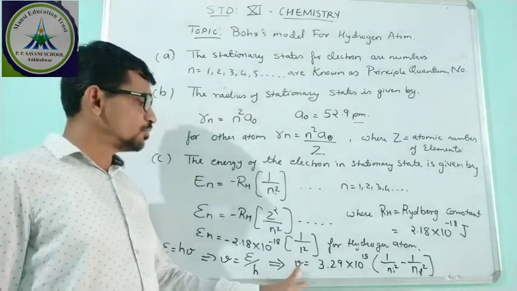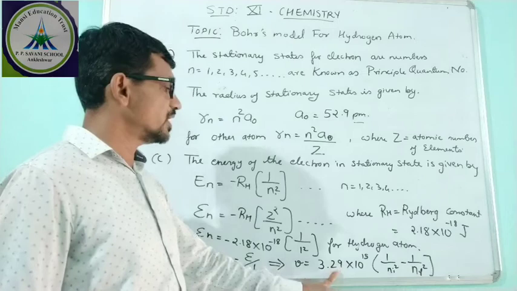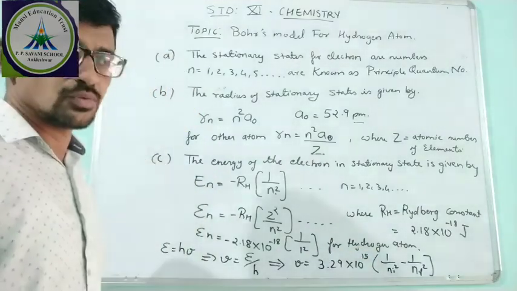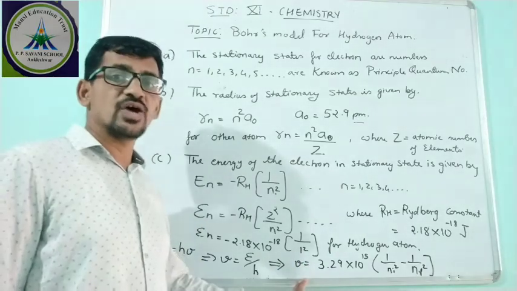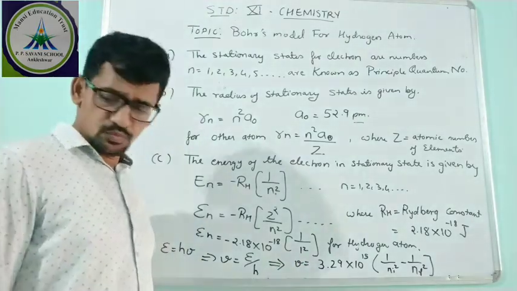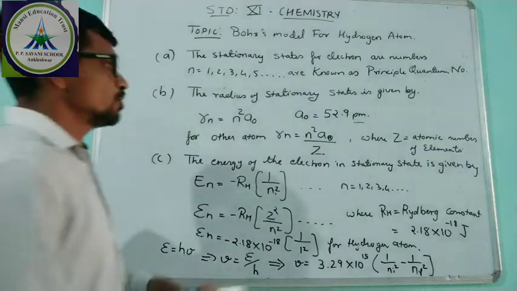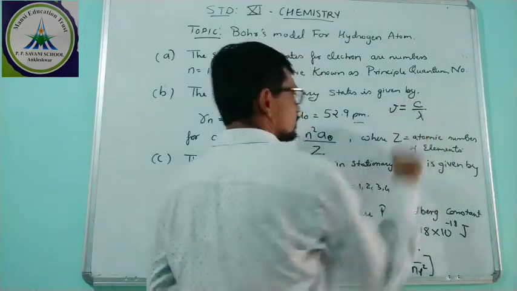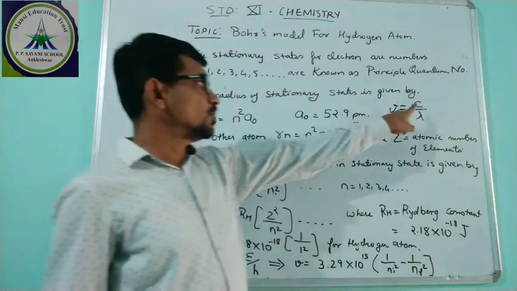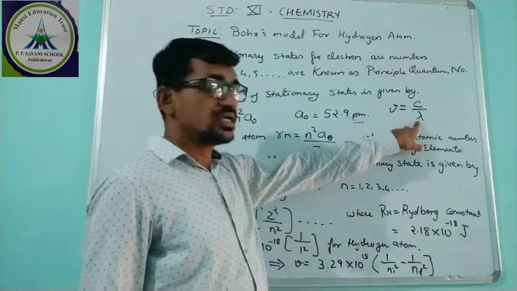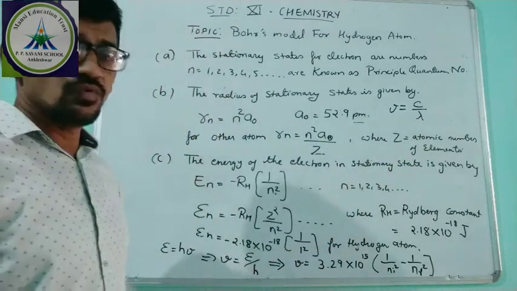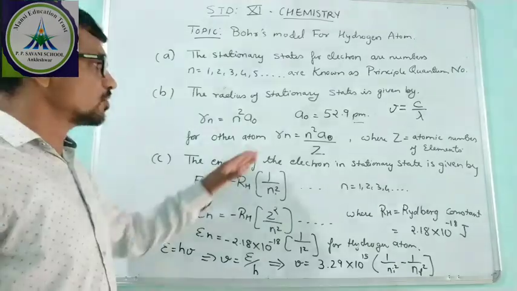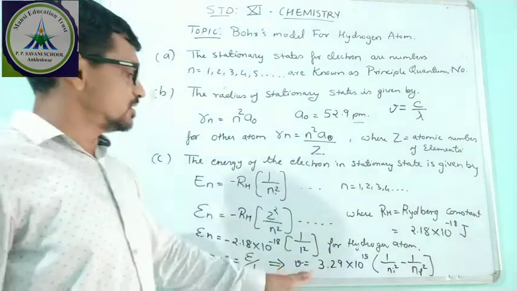Again I revise: nu is equal to 3.29 into 10 raised to 15 into bracket 1 upon Ni square minus 1 upon Nf square. Instead of frequency you can find wavelength also. Why? Because nu, the frequency, is equal to c by lambda, where c is the velocity of light and lambda is the wavelength. So you can find the wavelength of the particular light emitted or absorbed from the equation.